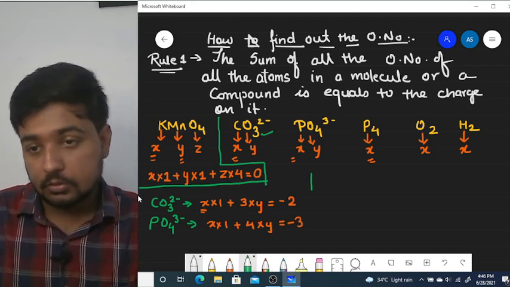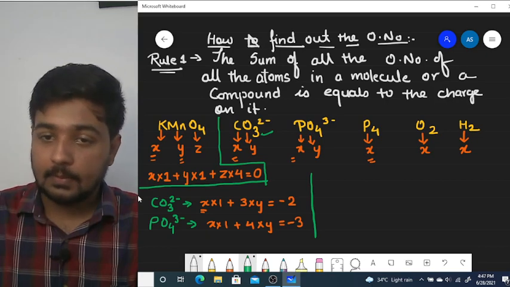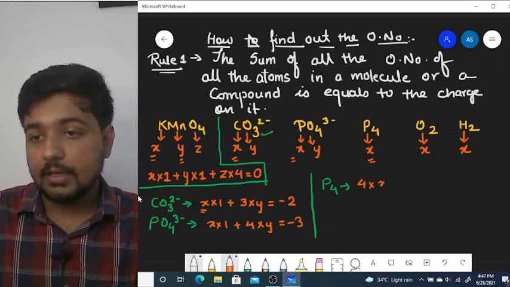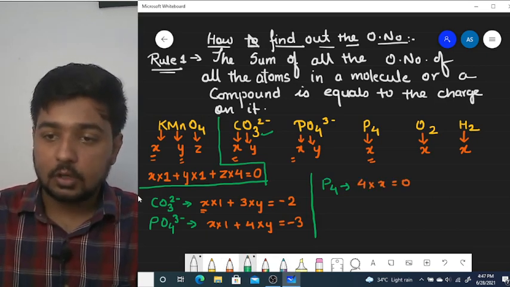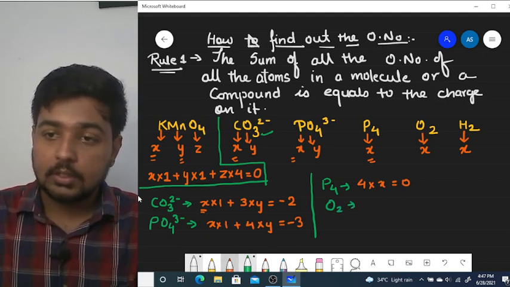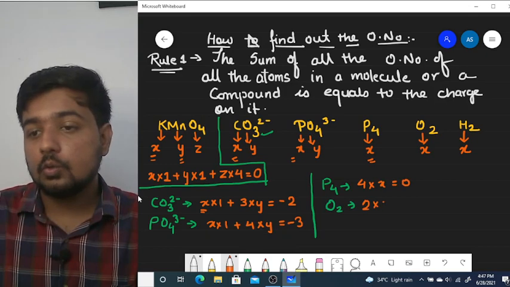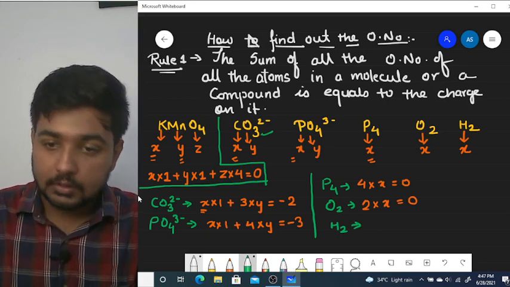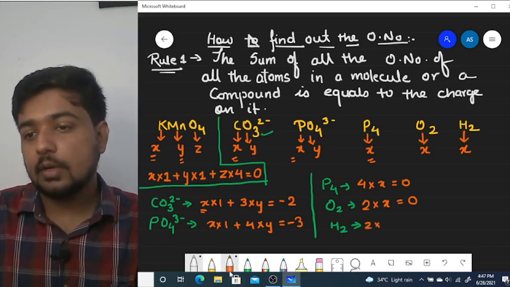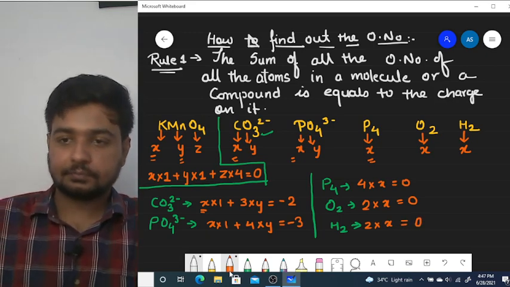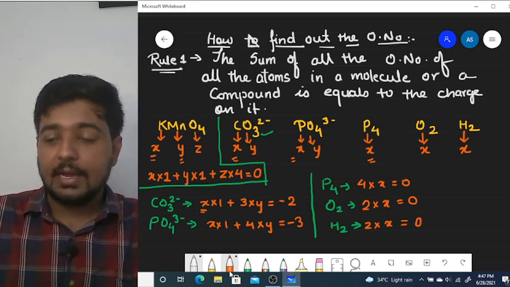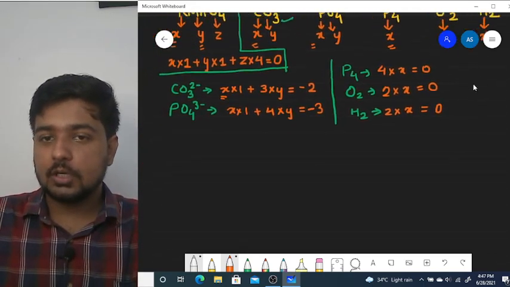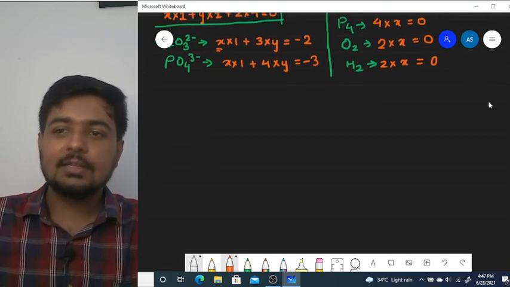Similarly, if I talk about P4, then it will be 4 into X equals 0. If we talk about O2, then also it will be 2 into X equals 0. If I talk about H2, then also it will be 2 into X equals 0. Are you getting this? From all these points, we also conclude some very interesting points which you must note in your copy. Now, see what the points are.